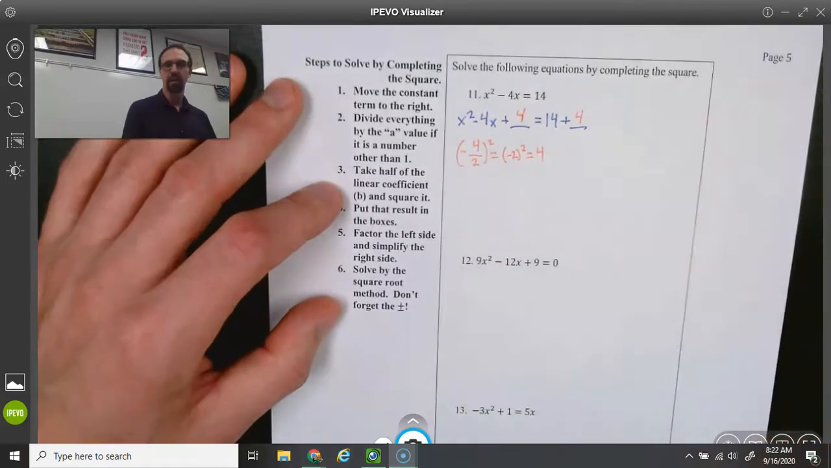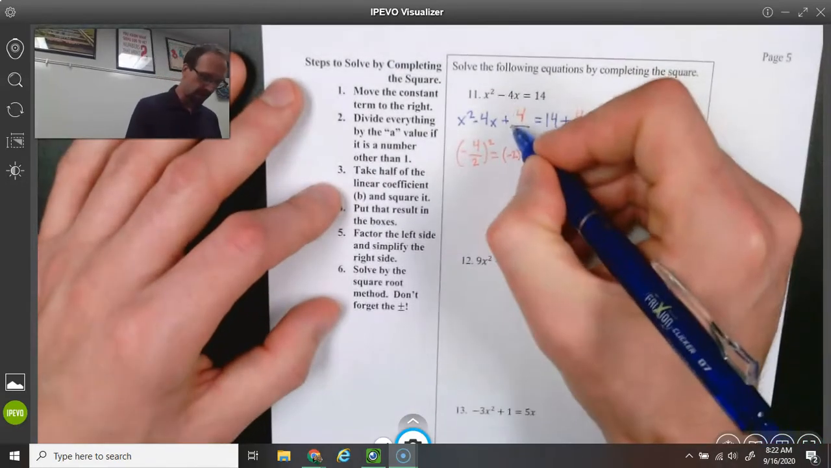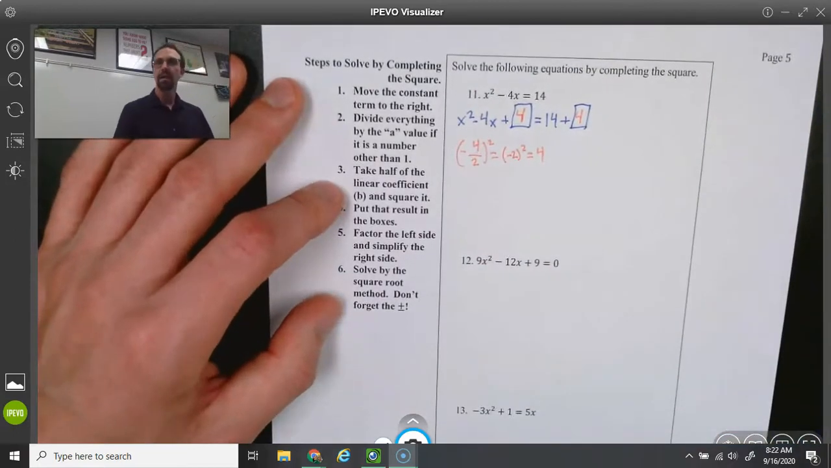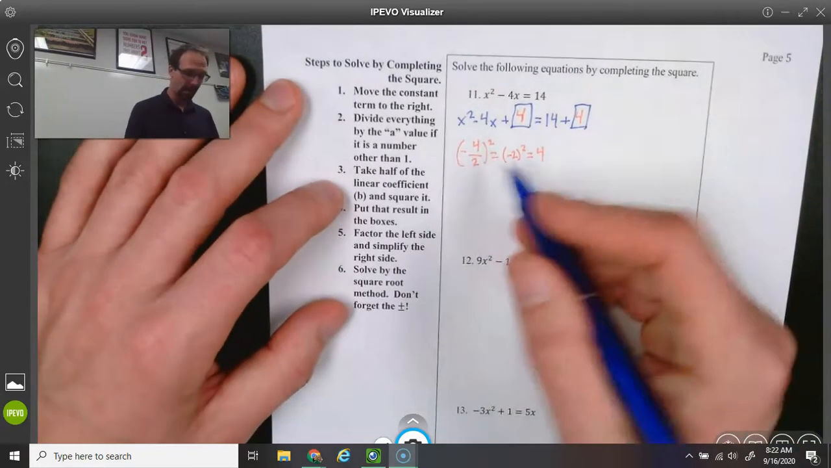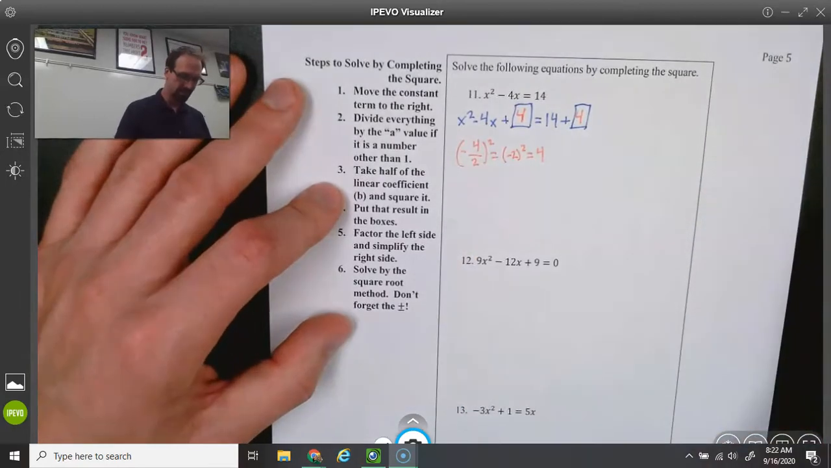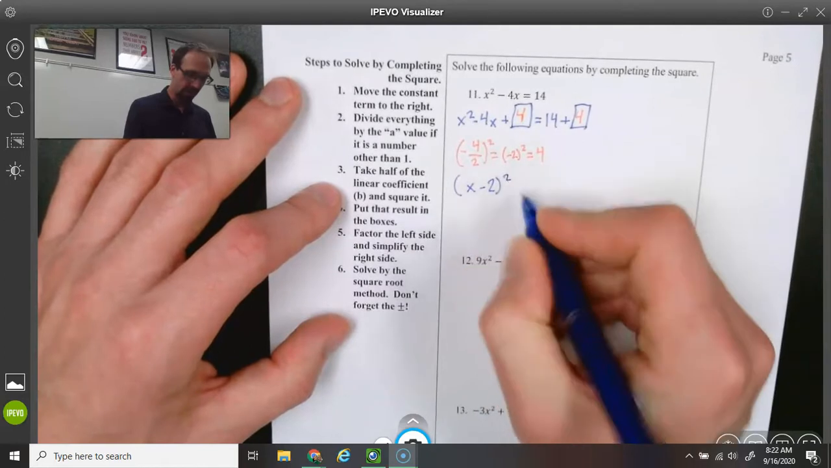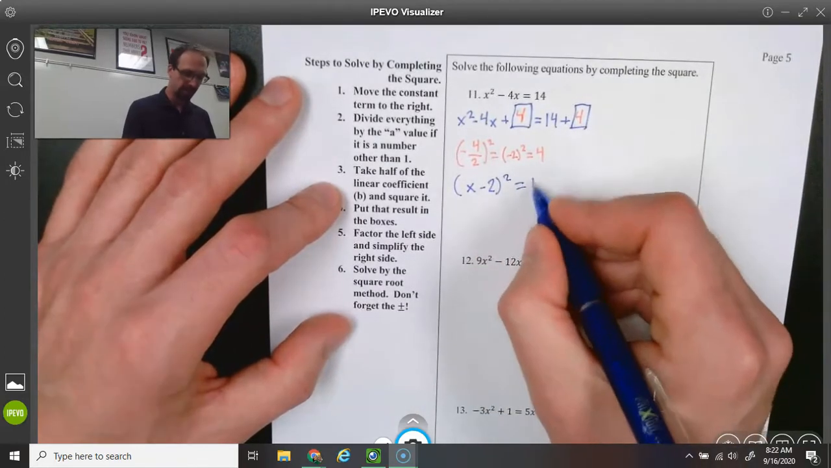So this is the part that it says put in the boxes. Normally I make a box, not just a line. I apologize. And then from here, now I can factor x squared minus 4x plus 4. So factoring that, I'm going to get x minus 2 quantity squared equals 14 plus 4 is 18.